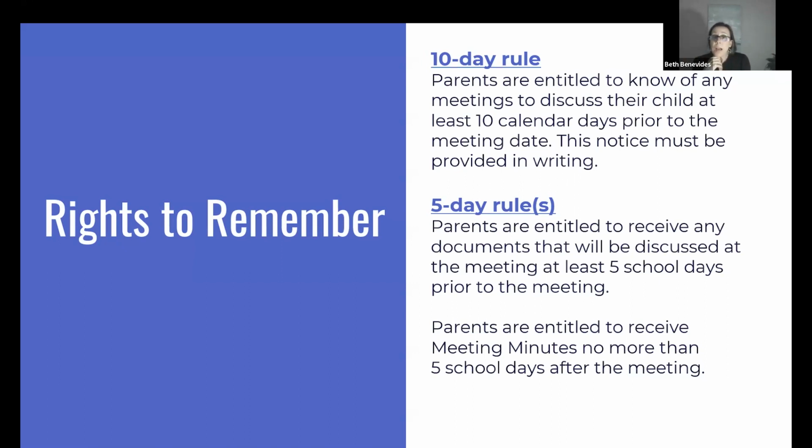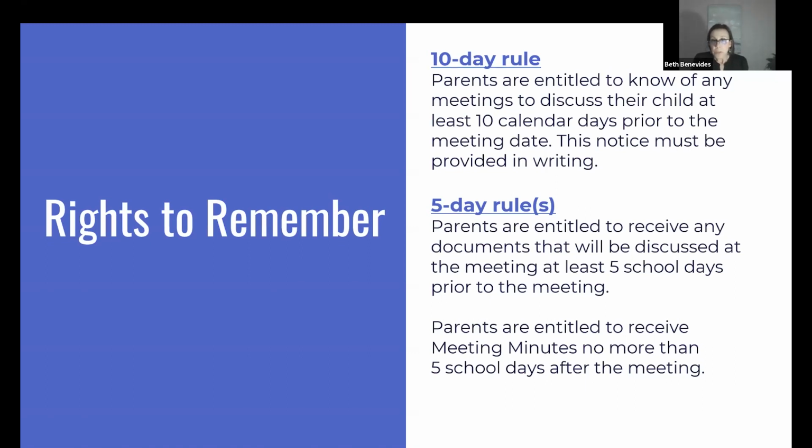And then also important are the 5-day rules. There are 2 of them. So one, the 5-day rule says that parents should receive documents that will be discussed at the meeting at least 5 school days prior to the meeting. Okay, so know the difference between calendar days and school days. So if you're expecting to discuss your child's progress, or you're expected to come in and talk about behavior data, or you're doing an annual review, you have to receive any documents that are going to be discussed at least 5 school days prior to the meeting. Okay, so you should be getting a draft IEP, report card, progress notes, present levels, all that kind of information. The same goes for any assessments. So if any assessments have been done and you're going to be discussing them, you have a right to see them 5 days in advance of the meeting in writing.